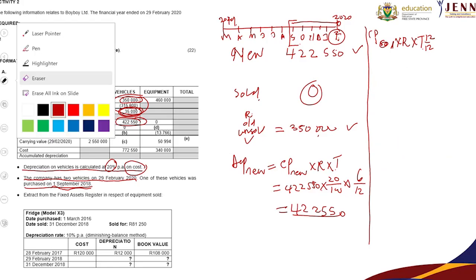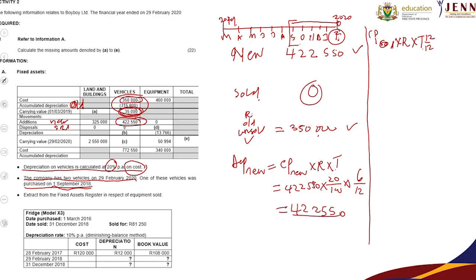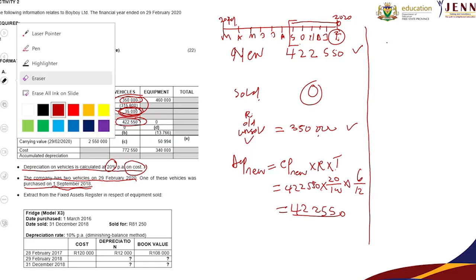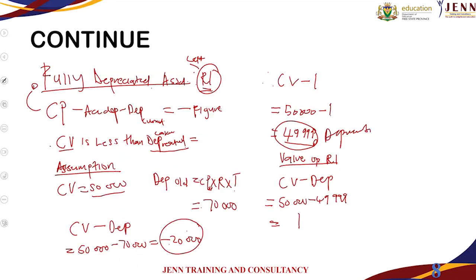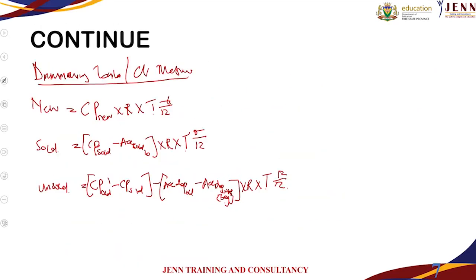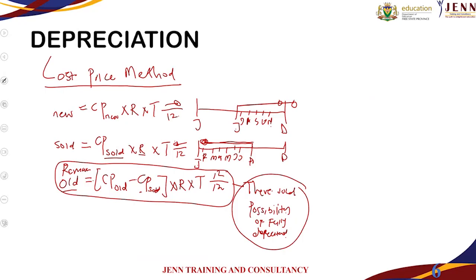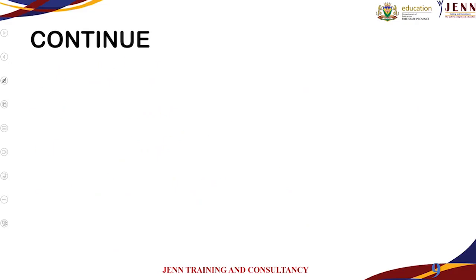Let's go back to that specific vehicle. Now, we want the depreciation for the sold. How are we going to get the depreciation for the sold? Let's go back to our first slide where we had the formulas. We said when we are applying the cost price method, for the old ones, this is what you are going to say: cost price of old minus sold multiplied by rate multiplied by time. On the one that you are busy with, remember, we don't have the sold. Our sold is 0, right? Now let's go back to it.